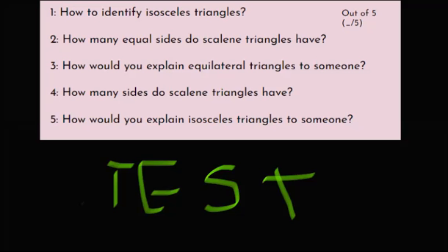Our first question is how to identify an isosceles triangle. Just finish these first. I'll just read them out loud. The second one is how many equal sides do scalene triangles have? Third one is how would you explain equilateral triangles to someone? Fourth one is how many sides do scalene triangles have? And lastly, how would you explain isosceles triangles to someone?